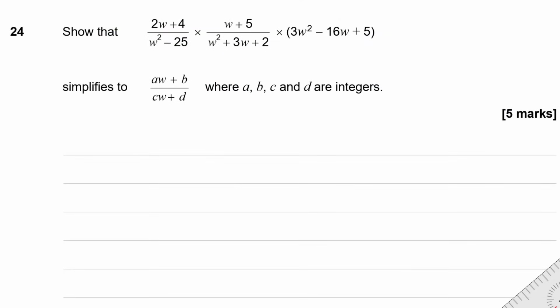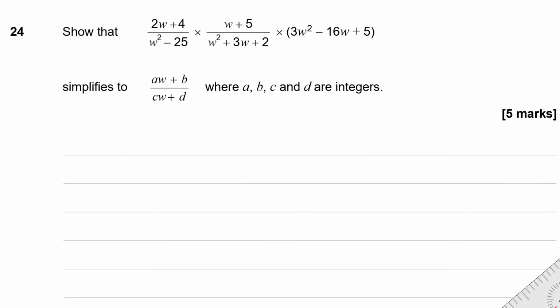So we get to finish off the paper with a 5-mark algebraic fractions question. What joy. Okay, so we've got a complex looking pair of fractions multiplied together, and we need to show that it simplifies to a slightly nicer looking algebraic fraction.